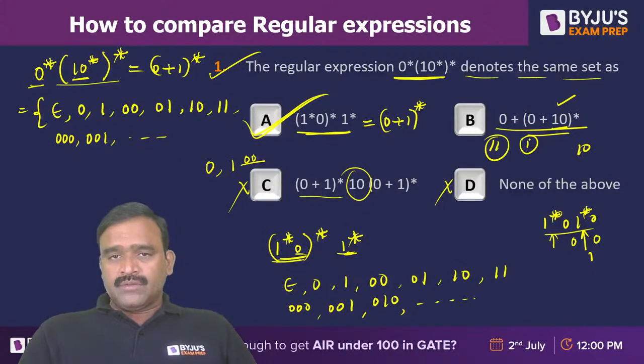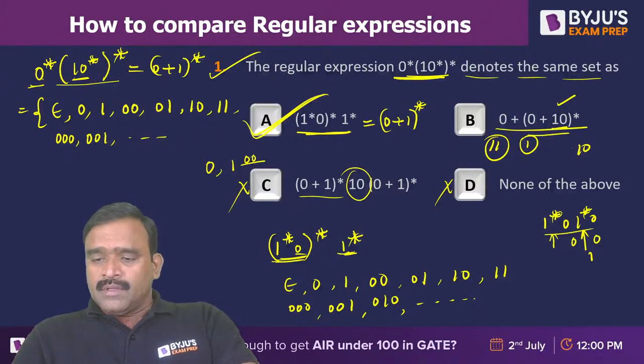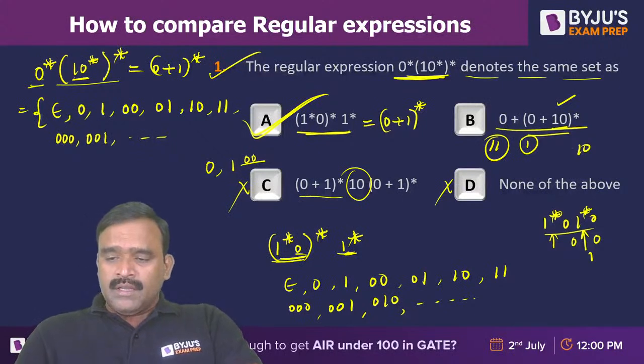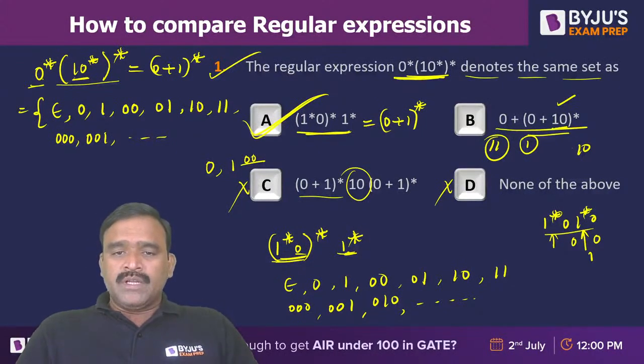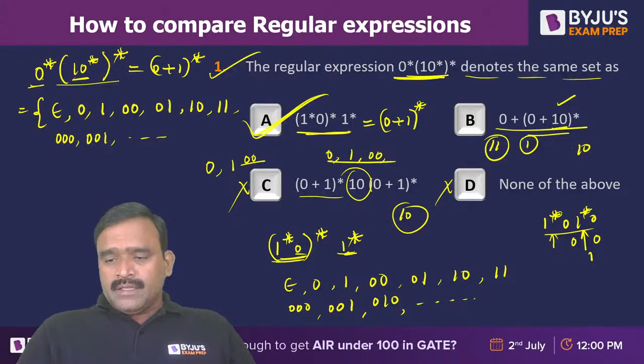This type of strings which are possible in the given expression, here it is not possible. That's the reason it is not equivalent. Clear? Okay. Hi Abhijit Singh. Option C is not possible because the minimum string is 1 0. So that means single 0 missing, single 1 missing, 0 0 missing. That's the reason.